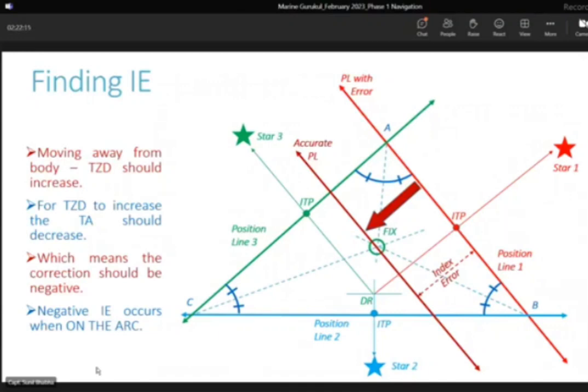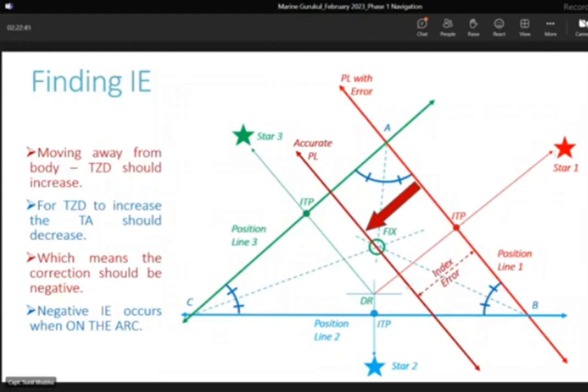Sir, in this case, TZD is measuring from the ITP, right, sir? That's then only it will increase, right? For TZD to increase, then true altitude should decrease. TZD is basically the difference between the star and the fix. That is what TZD is. In this diagram, roughly to tell you, to get an idea, TZD is the distance between the star and the fix.